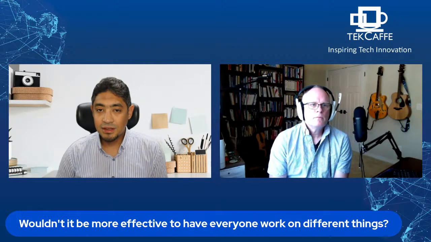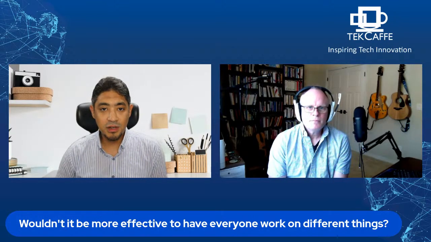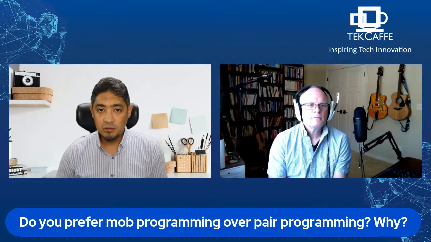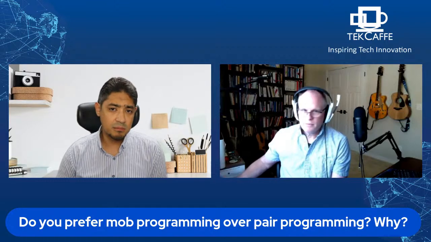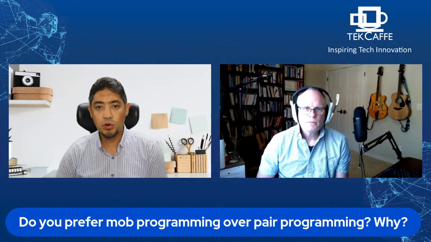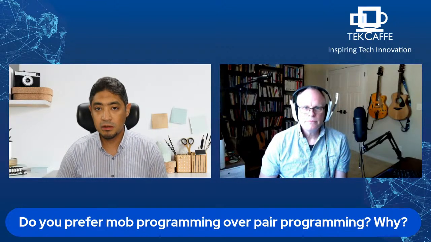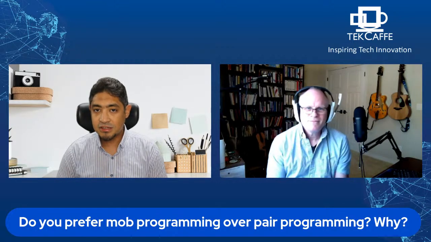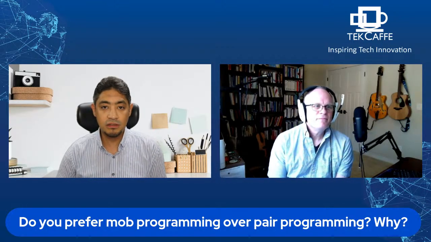That's great. Thanks a lot, Jeff. So let's move to my next question. Collaborative development first started with XP's pair programming practice. Some people today prefer mob programming over pair programming. Do you prefer mob programming over pair programming? And if yes, what are the main reasons for that?